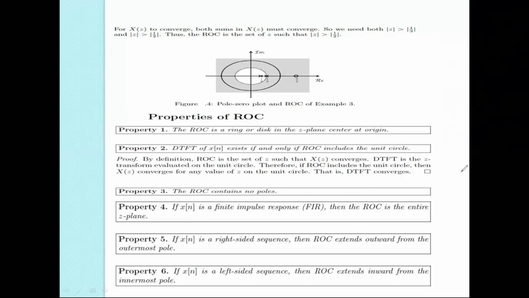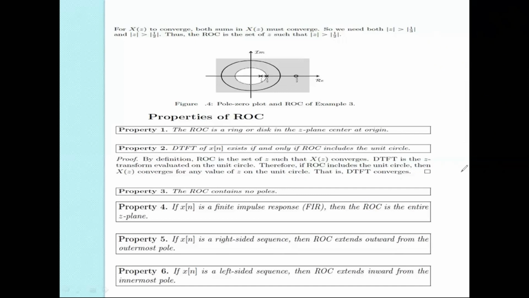And the third property: the ROC contains no poles. ROC is the region of convergence, which is greater than R, less than R, or equal to R. The region of convergence contains no poles.